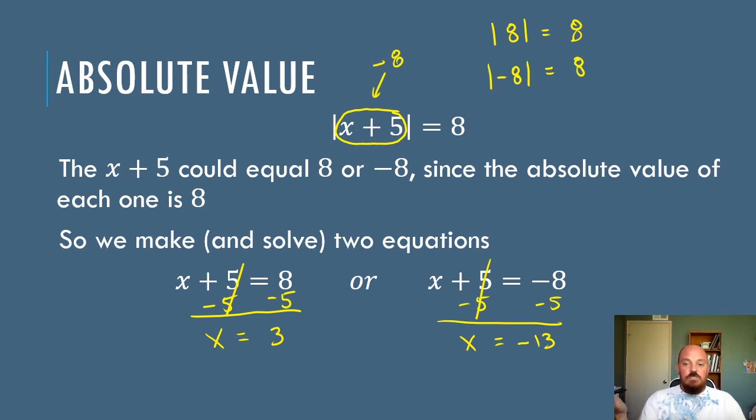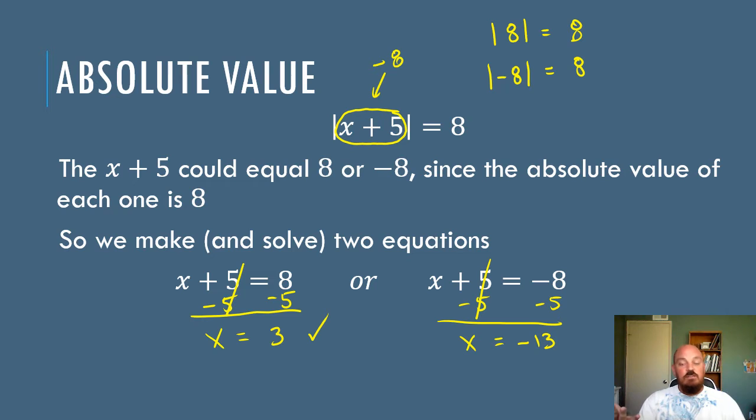And you can test them. This is a good reminder for you guys. You can always check your answer by plugging it back into the original equation. If I take x equals 3, and I put it into the original equation, 3 plus 5 is 8, and the absolute value of 8 is 8. It worked. The 3 works. Put a little check mark by it to show you that I tested it.